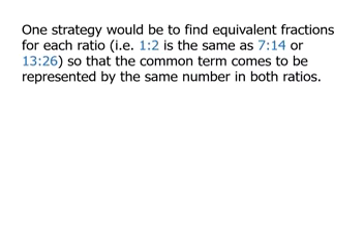One strategy would be to find equivalent ratios. So for example, a ratio of 1 to 2 is equivalent to 7 to 14 or 13 to 26. And we'd adjust the equivalent ratios so that the common term, the one that corresponds to the same category in the 2 different ratios, is represented by the same number.